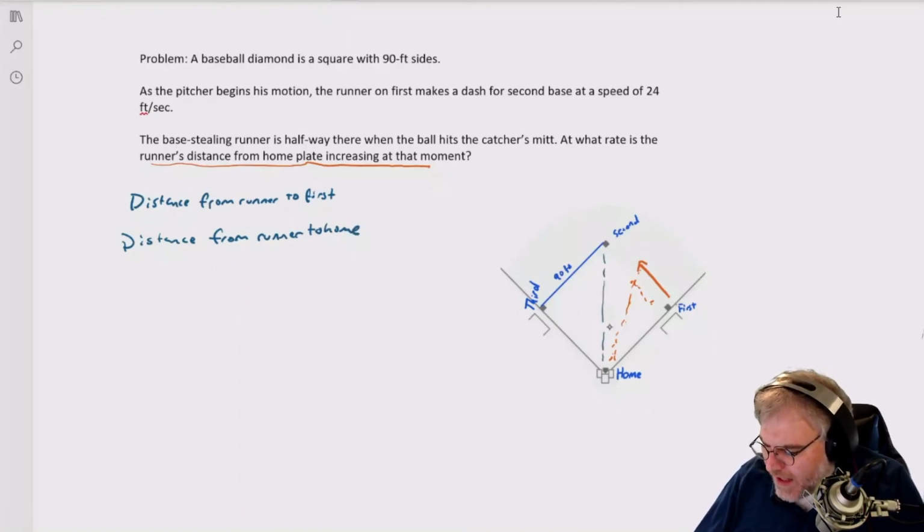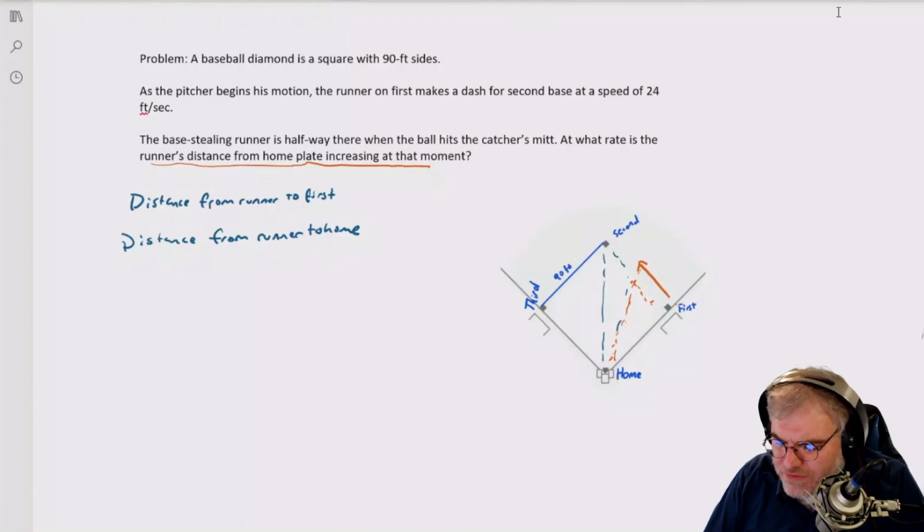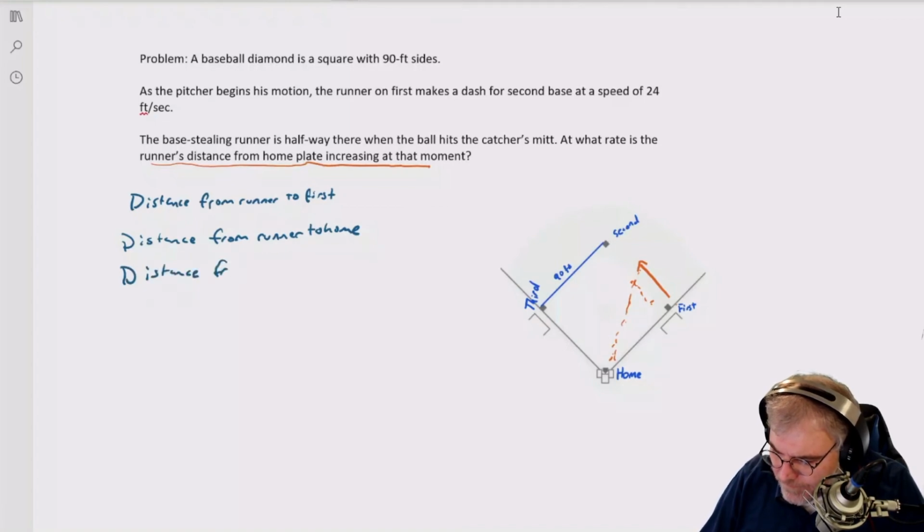I could work with this triangle, but I'm going to have to do law of cosines or something like that to get a handle on it. But this triangle, that one looks nice. That's a right angle right there, right? It's a square. I think we'll go with that one. Does anyone object to me choosing that triangle to play with on the distances instead of the other one? So I've got a distance from home to first. Okay.